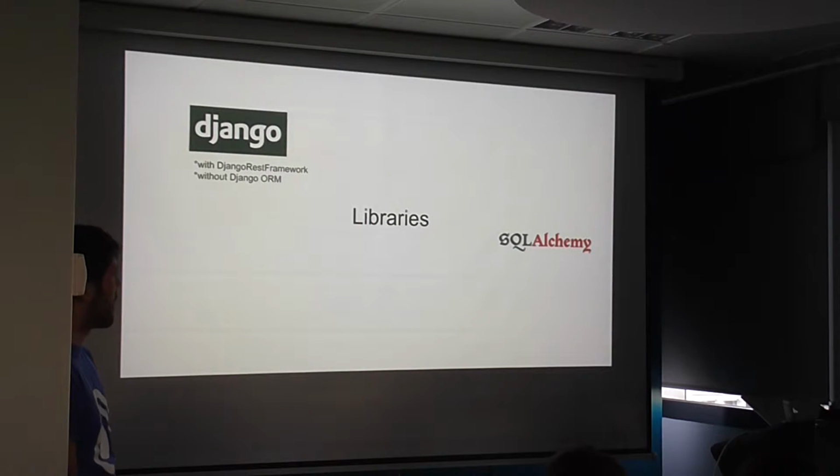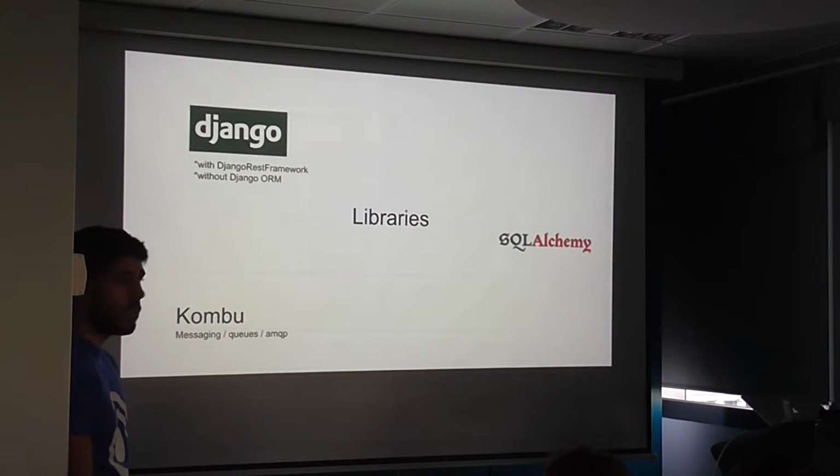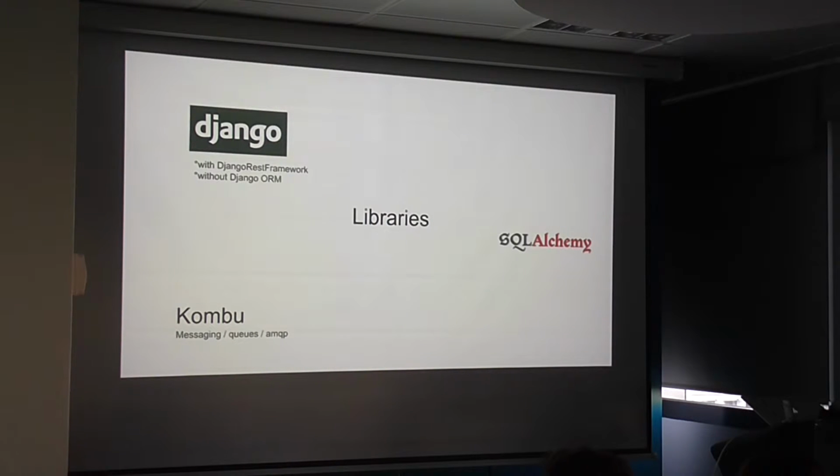So we put a SQL algorithm there, and for the messaging we use Kombu. Probably you use Celery at some point. If you use Celery, you're using Kombu, because Kombu and Celery are made by the same guys. So basically we have a consistent interface, and if tomorrow we want to change from SQS to Rabbit, nothing changes on our side.